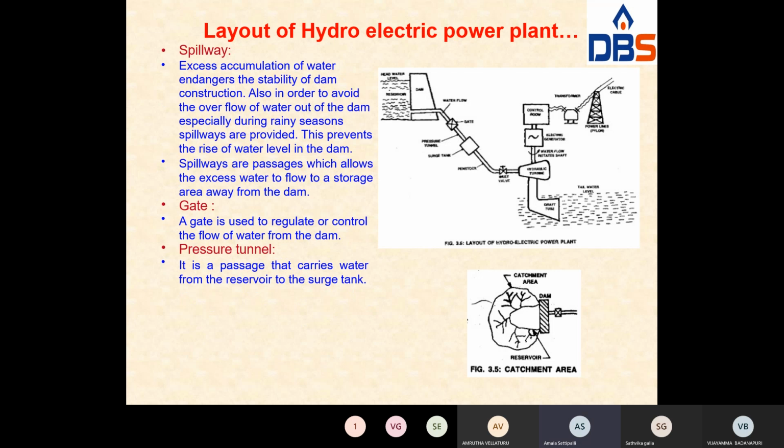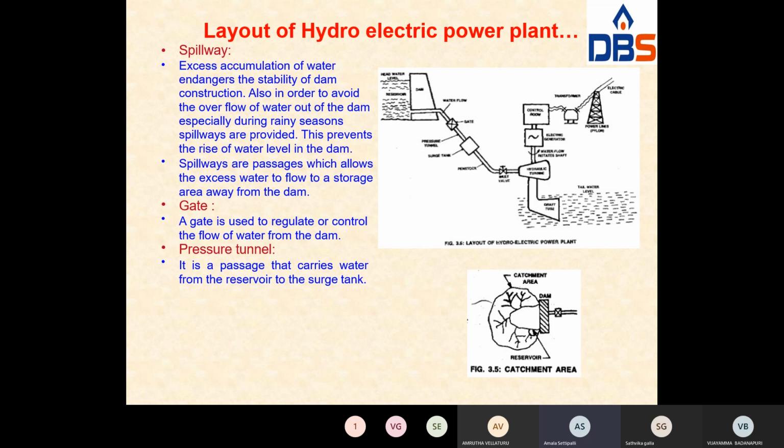Spillway. This total is nothing but the spillway. Excessive accumulation of water endangers the stability of the dam construction. Also, in order to avoid the overflow of the dam, spillways are provided. This prevents the rise of the water level. Spillways are nothing but the floodgates, used whenever the water flow is heavy during rainy seasons.